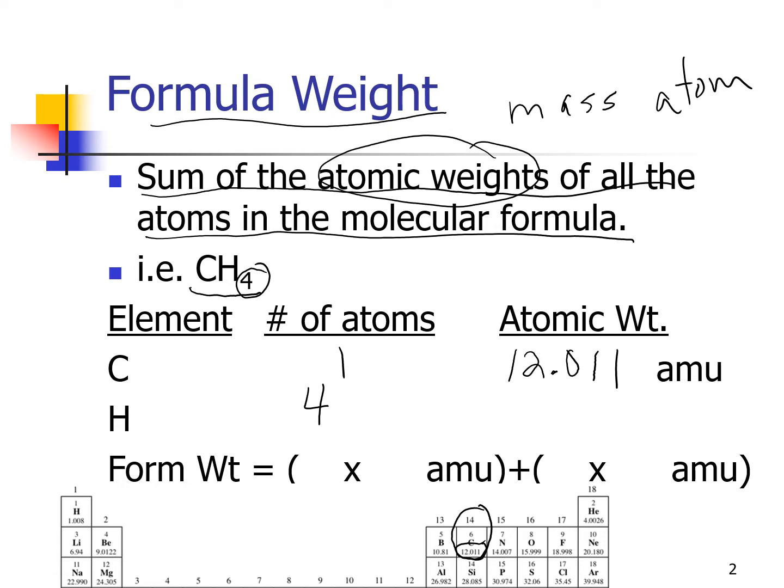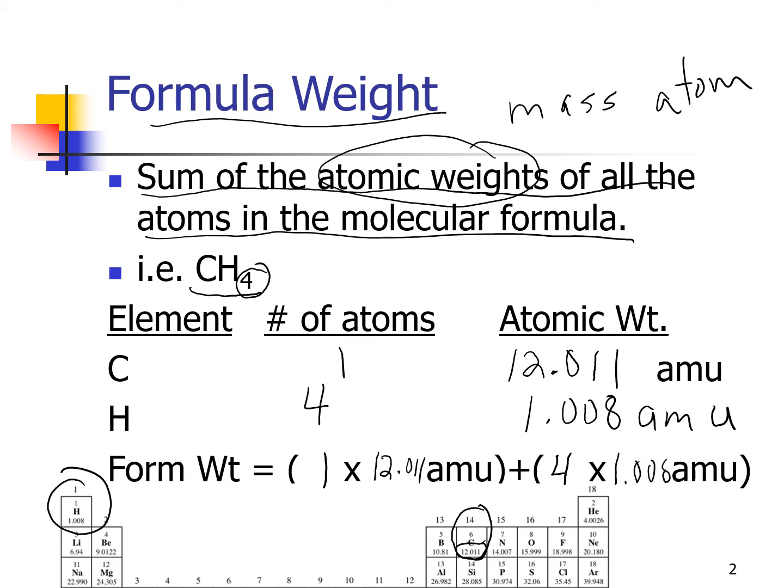Hydrogen, based on our formula, has 4 atoms because we have a subscript of 4 next to the hydrogen. The atomic weight of an individual hydrogen, again from our periodic table, is 1.008 AMUs. Now, to determine the mass of my formula, or my formula weight, I'm going to take the number of carbons, which is 1, multiply that by the mass of an individual carbon, which is 12.011 AMUs. And then for hydrogen, I have 4 hydrogen atoms. I'm going to multiply by the mass of the individual hydrogens, which is 1.008 AMUs. And then I'm going to add these two numbers together.